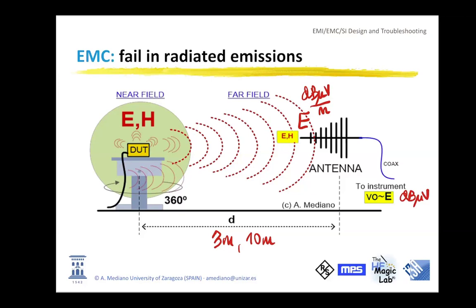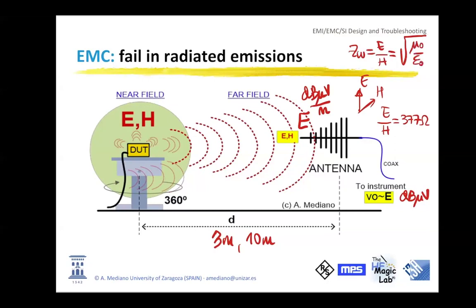Why don't we measure a magnetic field? Basically, the idea is that when we are in the far field, electric and magnetic fields are orthogonal. That means that the ratio between the two fields is equal to a constant, 377 ohms. Why 377 ohms? Because the wave impedance, the ratio between the electric and the magnetic field in the far field, is the result of this calculation.